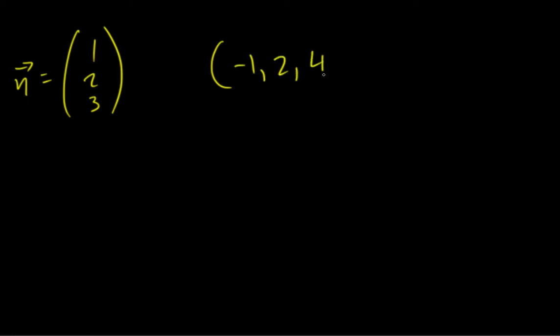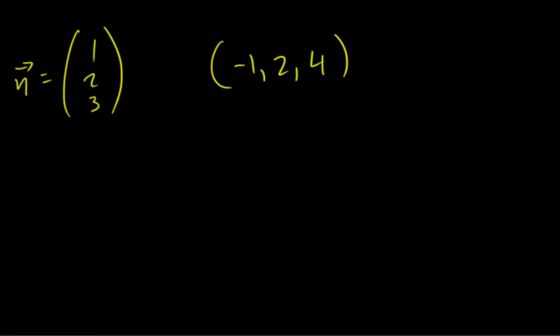Alright, that was a lot of information to throw at you, so let's use it in these examples and see if that makes more sense. Find the equation of the plane with normal vector, which we're going to call n, which passes through the point -1, 2, 4.